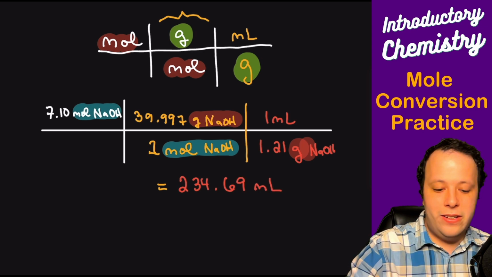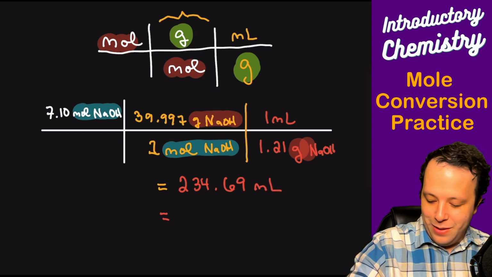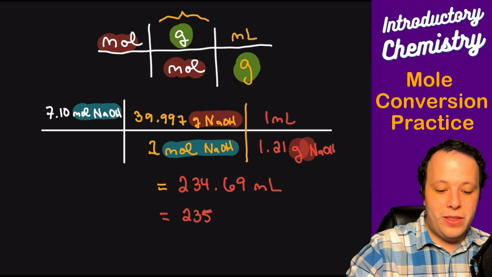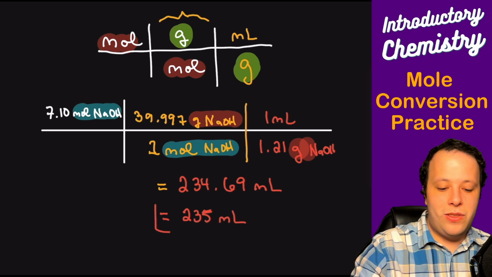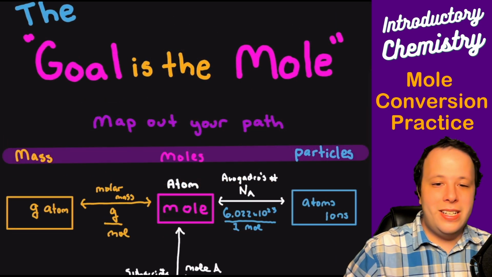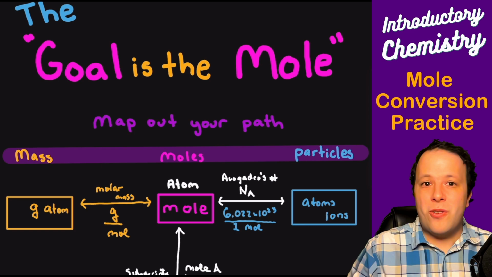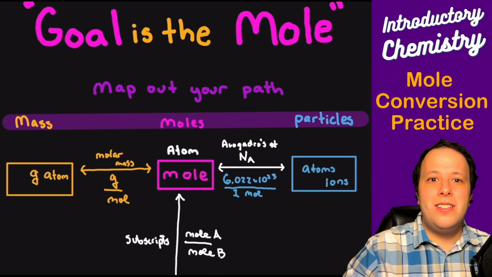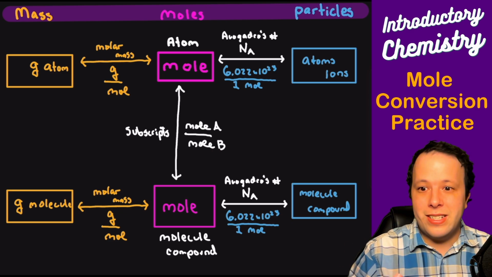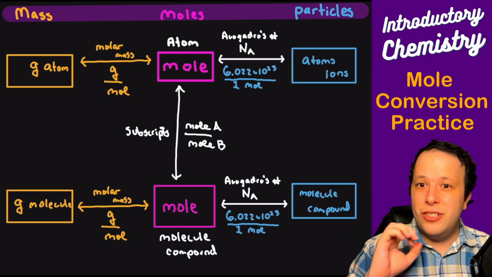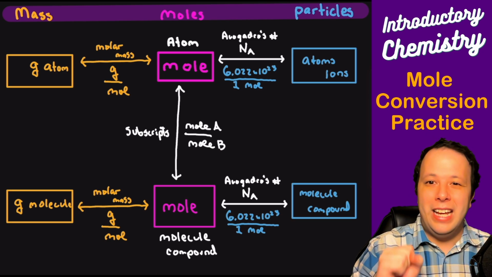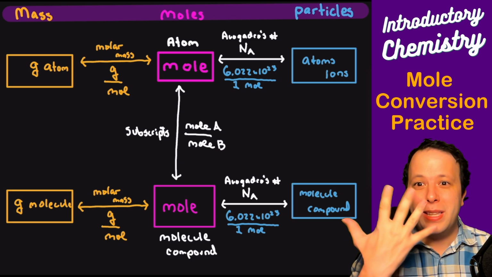234.69 milliliters. And we are going to once again be rounding that to three significant figures because we started with three sig figs, which is 235 milliliters as our final answer. Just keep in mind, the goal is the mole when we're trying to map these out. So you want to be able to use your different molar masses when you're trying to solve them. So don't be afraid to just dive in there, try as many as you can, keep practicing, and learn your conversions so that you know them like the back of your hand.